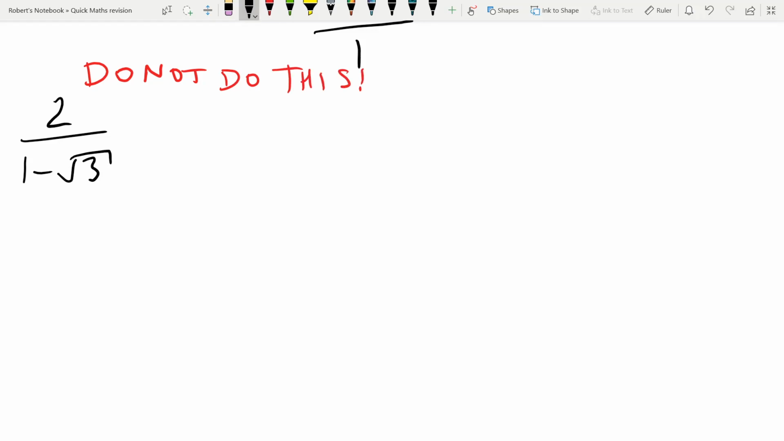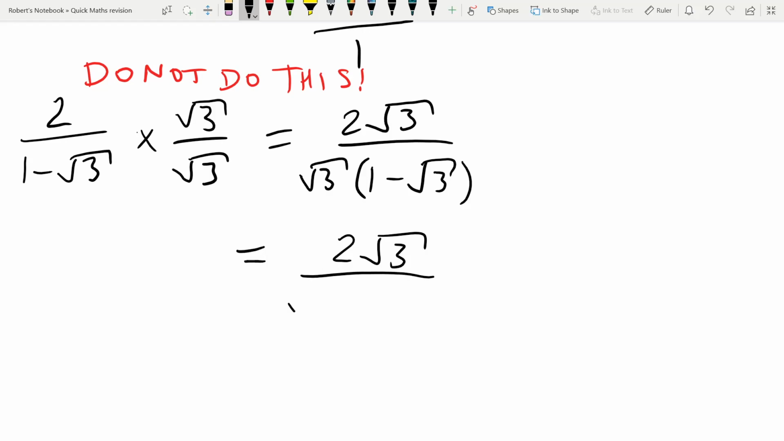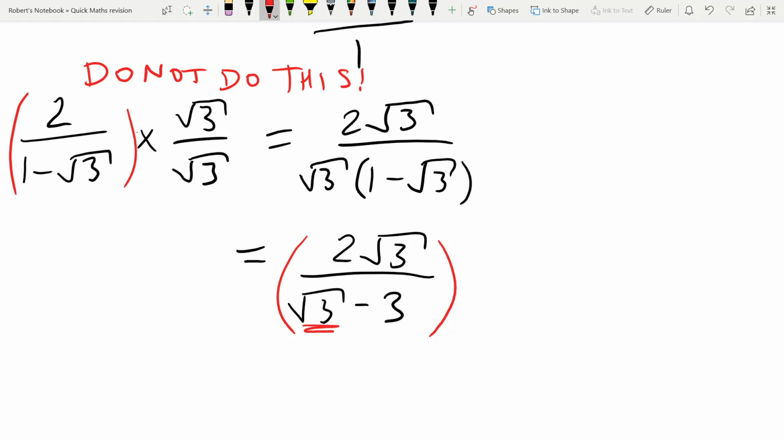So this is wrong. If we try and use the technique we had before, we multiply by root 3 over root 3, because that's the surd on the bottom. We'll get 2 root 3 on the top, which is good, and then on the bottom we're going to get root 3 times 1 minus root 3, which is 2 root 3 over root 3 minus 3. So even though this and this are equivalent, we've not rationalised the denominator simply because we've still got this square root of 3 on the bottom. So this method does not work like that.